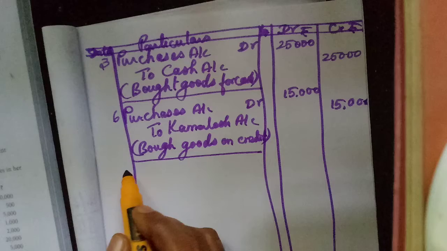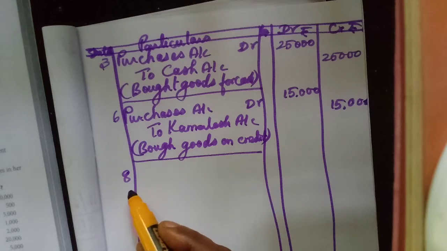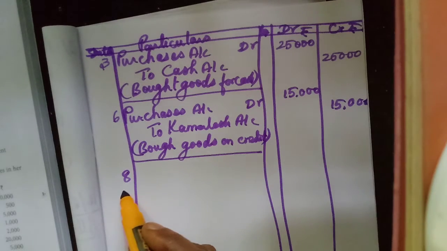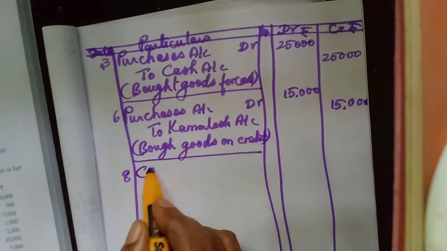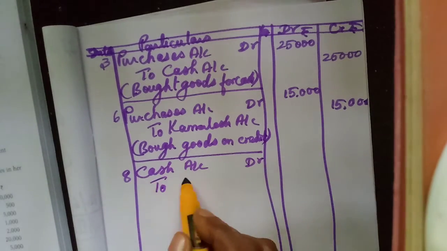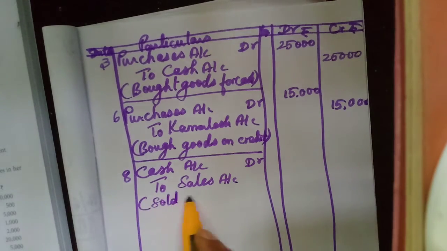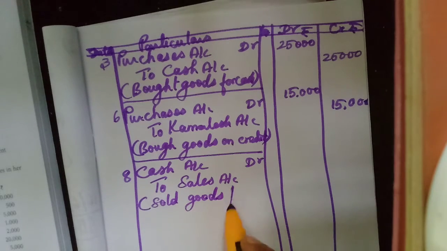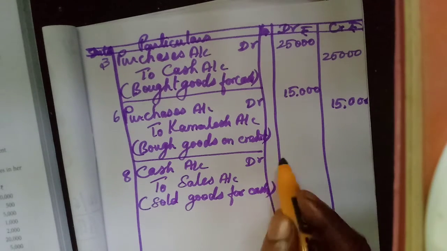Okay, draw one line. Then after 6, 8. Eighth transaction, sold goods for cash. So here cash account, and sold goods means we should write as sales. So cash coming inside, cash account debtor. Goods going out, that one is sales, or it is an income. So sales account. Sold goods for cash. Amount 28,000.